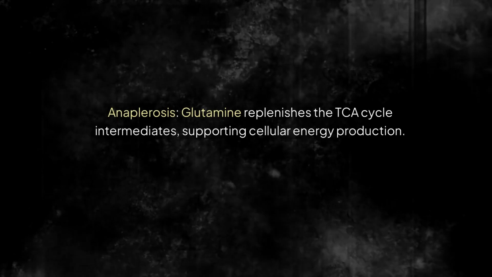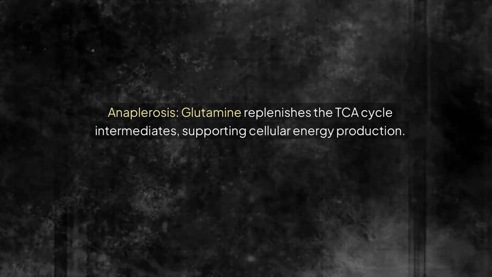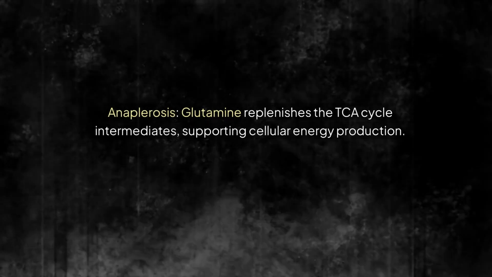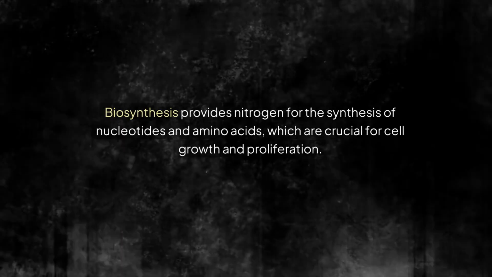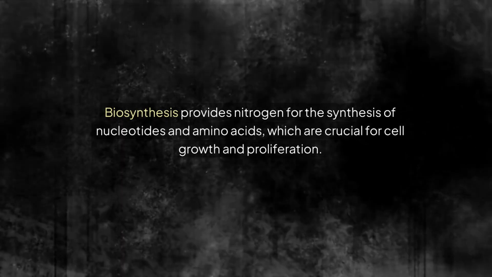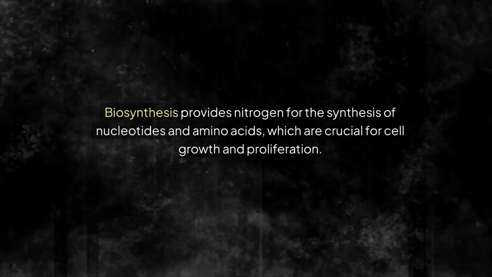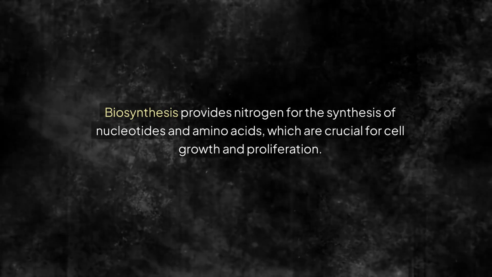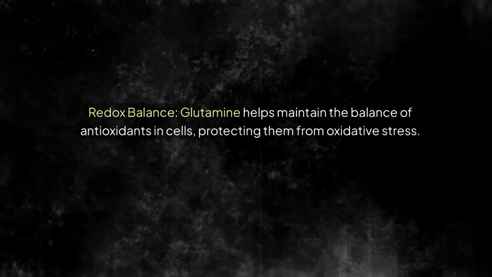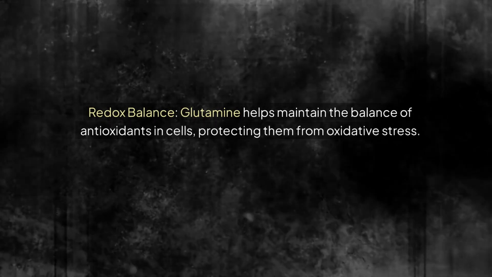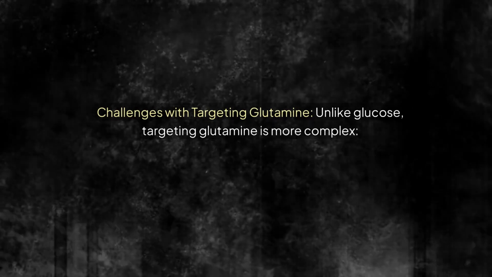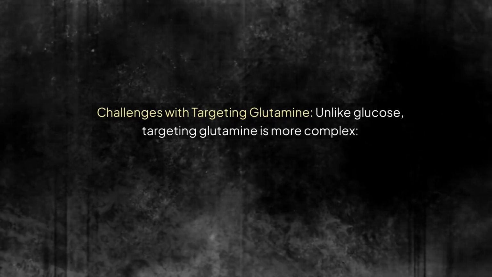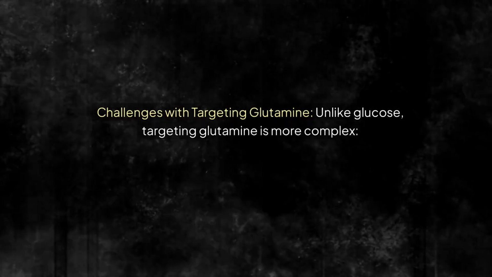1. Anaplerosis. Glutamine replenishes the TCA cycle intermediates, supporting cellular energy production. 2. Biosynthesis. Glutamine provides nitrogen for the synthesis of nucleotides and amino acids, which are crucial for cell growth and proliferation. 3. Redox balance. Glutamine helps maintain the balance of antioxidants in cells, protecting them from oxidative stress. Challenges with targeting glutamine. Unlike glucose, targeting glutamine is more complex.